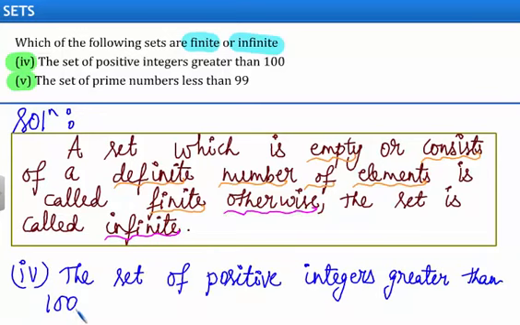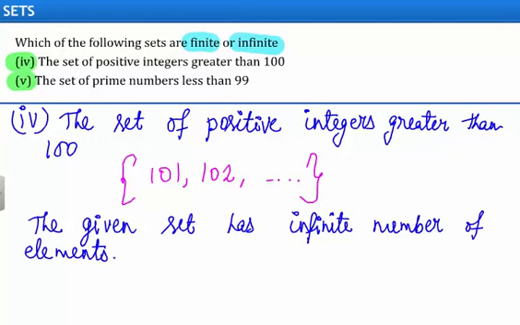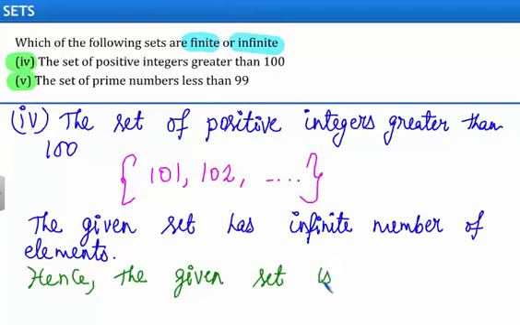The first set given to us is the set of positive integers greater than 100. Positive integers greater than 100 are infinite in number. Therefore, the given set has infinite number of elements. Hence, we can say that the given set is an infinite set.